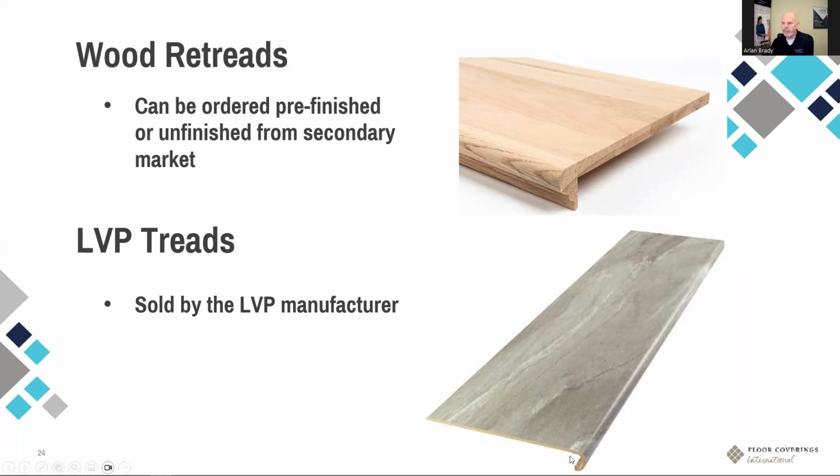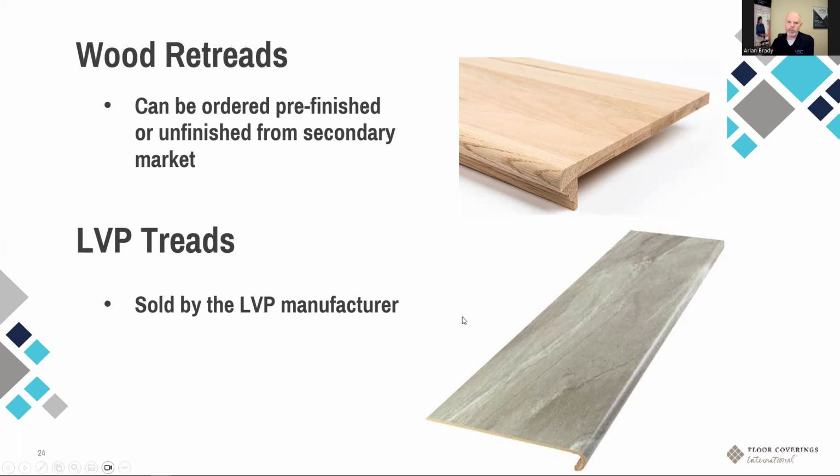There's also LVP treads. Cali Floors, Shaw Floors, most of the big LVP manufacturers make stair treads. It is a full tread piece, so you're not working with individual boards on the staircase. It is a full stair tread that's sold by the LVP manufacturer. So you typically don't find these on the secondary market. You typically buy these from the same company that you bought the LVP from.